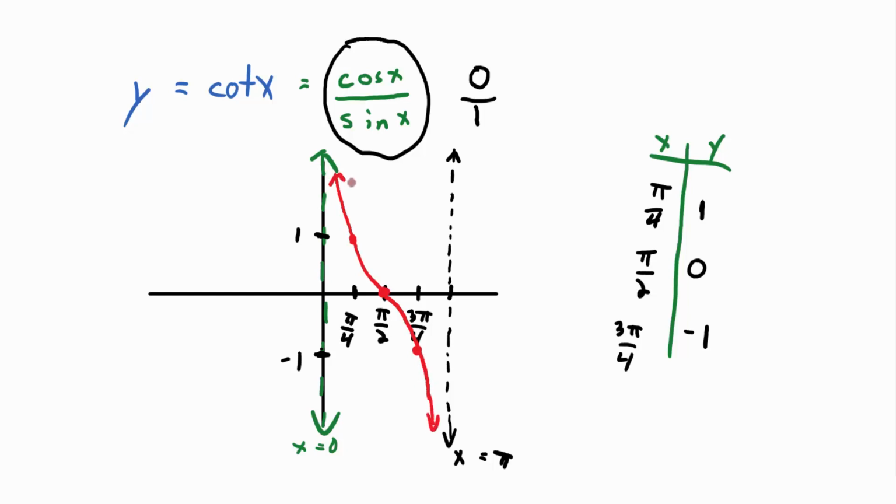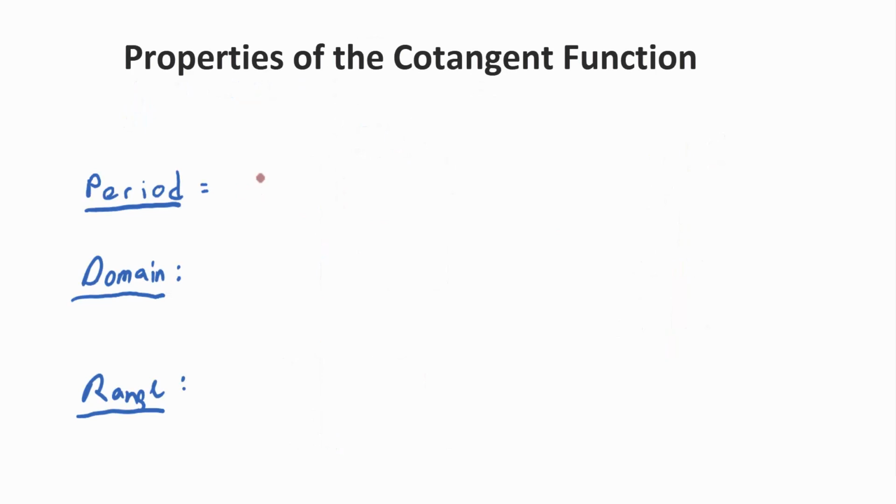And if you want a more accurate graph, what can you always do? Plot more points. That's all your calculator does. Your calculator is not very smart. It's not artificially intelligent, right? All it does is plot points really quickly. So you are smarter than your calculator. Now, we know the period is pi.